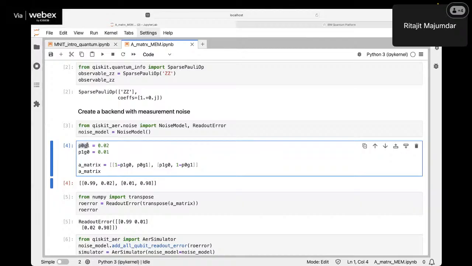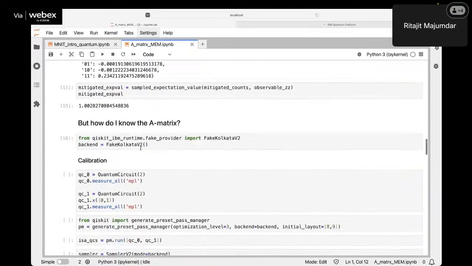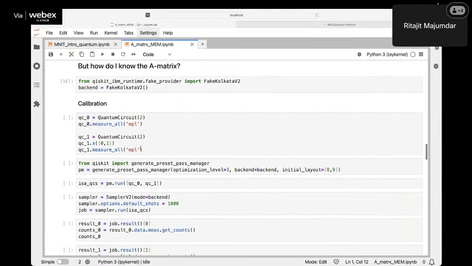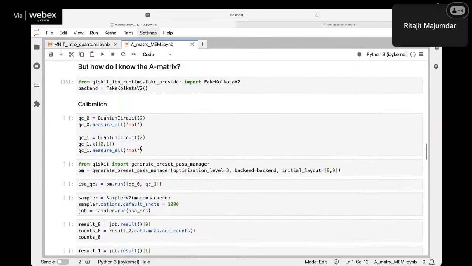Similarly, how do I get this probability of getting 0 given 1? Prepare the circuit in state 1. How do I prepare a circuit in state 1? It starts on 0, apply an X gate, measure. Ideally, I should be getting outcome 1. Again, I'll repeat this many times and I'll check how many times I am getting 0. Simple. This is what is going to give me probability of 0 given 1 and 1 given 0. This is what we will do. This thing is called calibration.